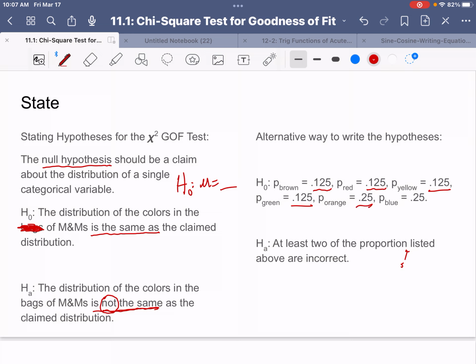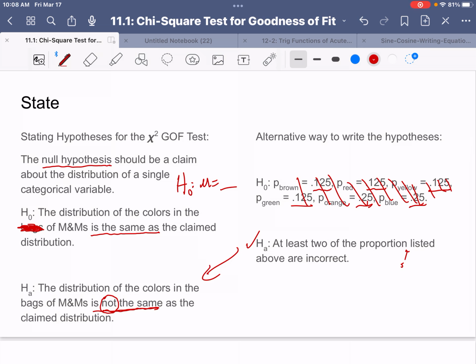Percentage of orange is 25% and blue is 25%. So you could list each individual percentage that was claimed about your population. I don't think so. You'll never catch me doing that. However, sometimes I do use this alternative in the place of this alternative.